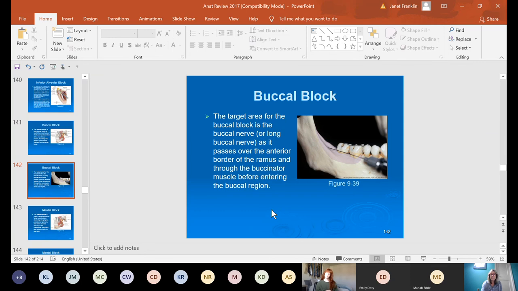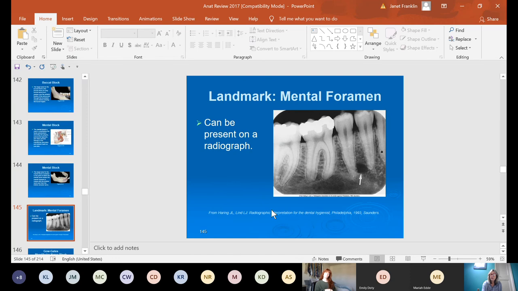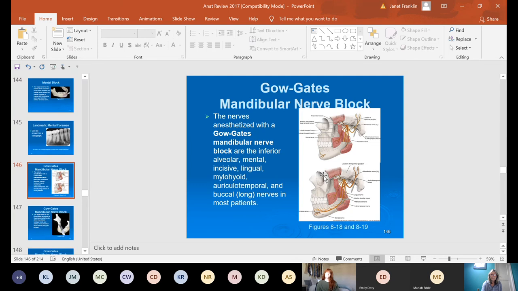And we'll skip that. You'll know where your mental foramen is. I'm sure you've already located that in radiography. We're not going to talk about these nerve blocks.